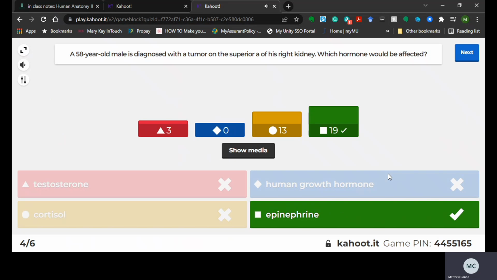So why is epinephrine called epinephrine? What's the basic unit of the kidney? The nephron. Ever see that connection? You like that? So then, think about what's the gland on top of the kidney? Adrenal gland. People say adrenal. It's the adrenal. It's on top of the kidney.